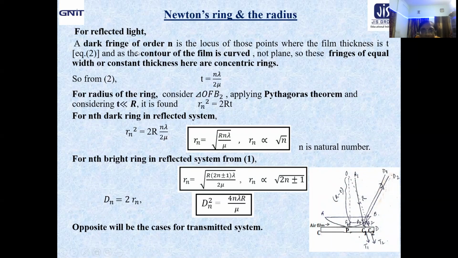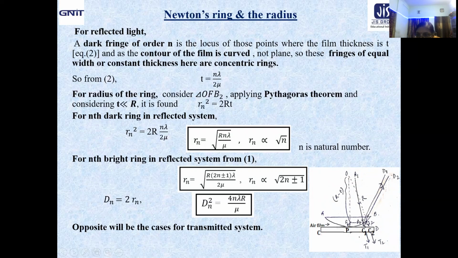The film thickness is T, and this is the value of T: 2μt = nλ, that is t = nλ by twice μ. And look here, the contour of the film is curved. Contour of the film is curved. So these are not plane; these are fringes of equal width or thickness.